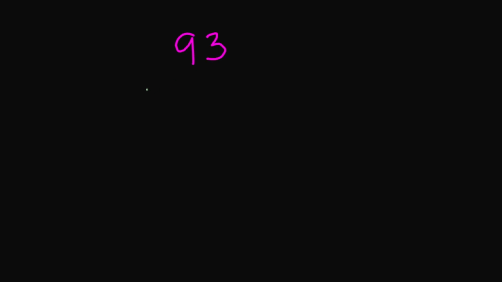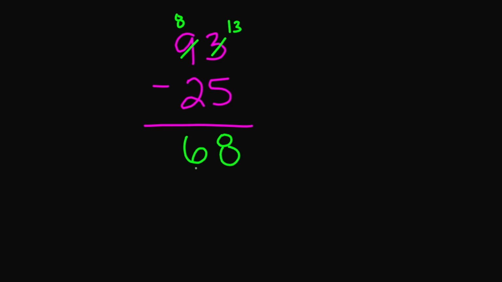Let's try 93 minus 25. So 3 minus 5, that's going to give us a negative number. So I'm going to borrow. This 9 is going to become an 8. This 3 here is now going to become a 13. So 13 minus 5, that's going to give us 8. And then 8 minus 2 is 6. So your final answer is 68.